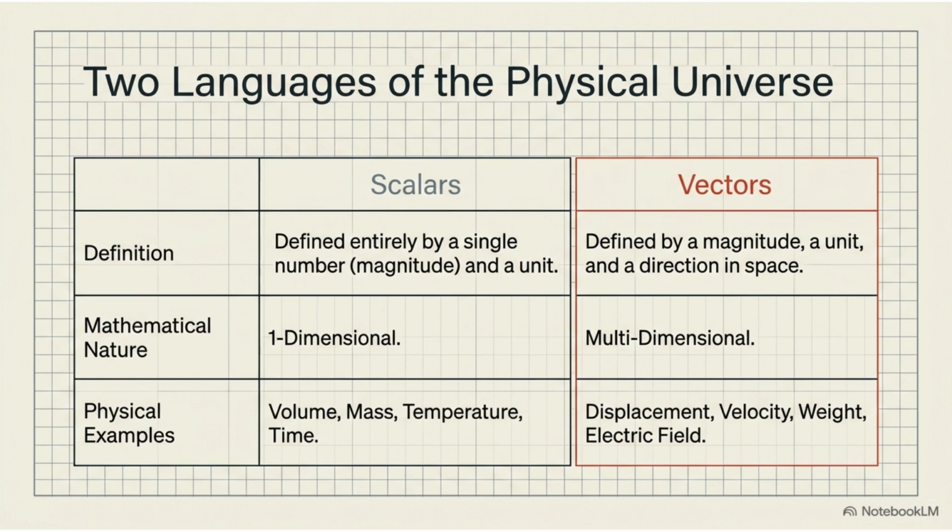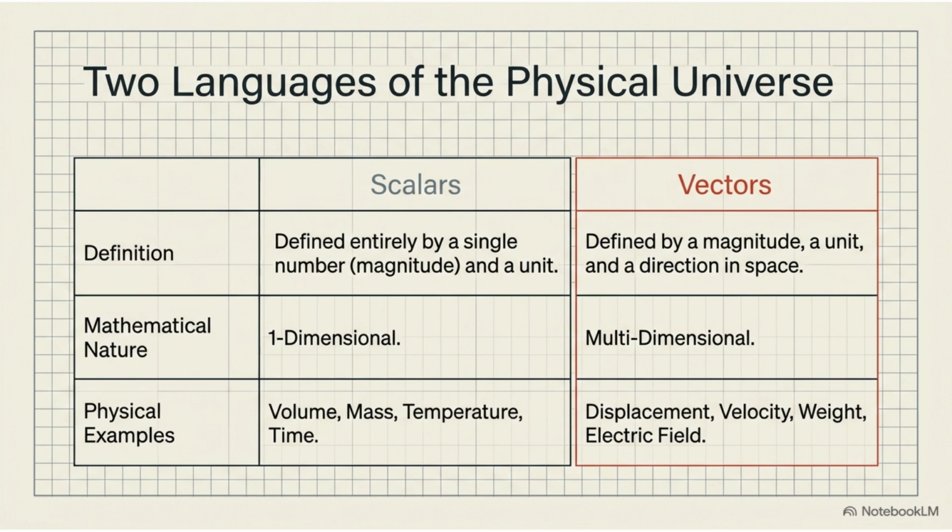A vector has both magnitude and direction. Examples include a force of 20 newtons toward the east, a velocity of 60 kilometers per hour toward the north, an acceleration of 9.8 meters per second squared downward, and a displacement of 5 meters toward the west. Without direction, these quantities are incomplete.